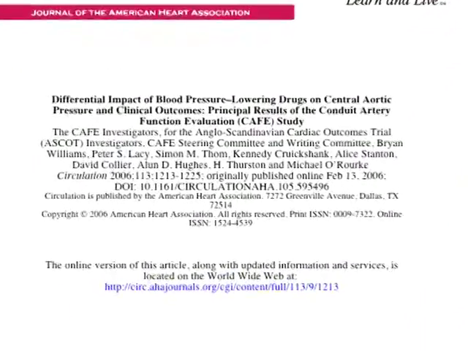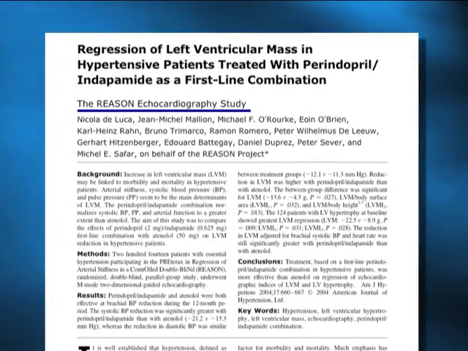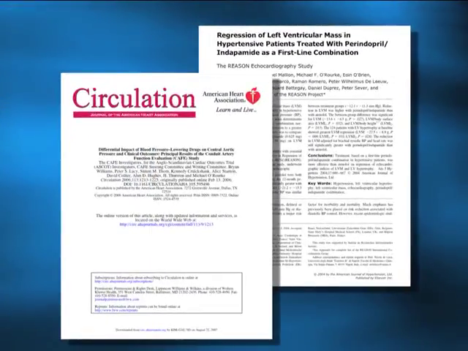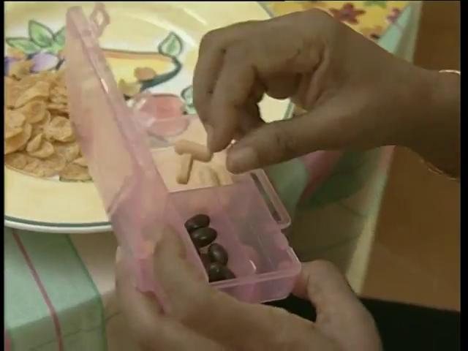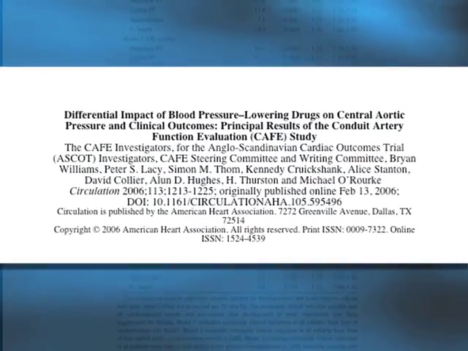There are big studies like the CAFE study and the REASON study. All these studies have shown that different drugs can affect the central pressure differently. For example, in the CAFE study, we have two groups of over 2,000 patients followed up for 5 years on the same blood pressure level that was kept for 5 years. They are almost identical and matched for age, for sex, for everything else.